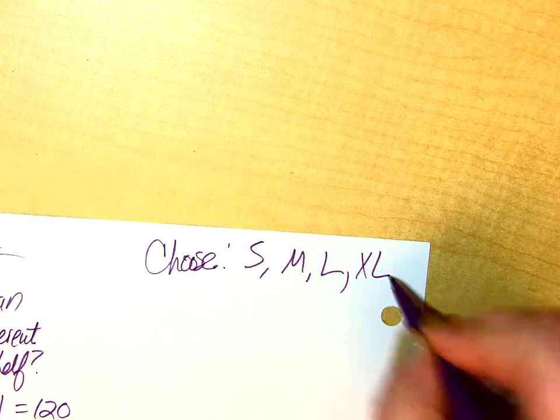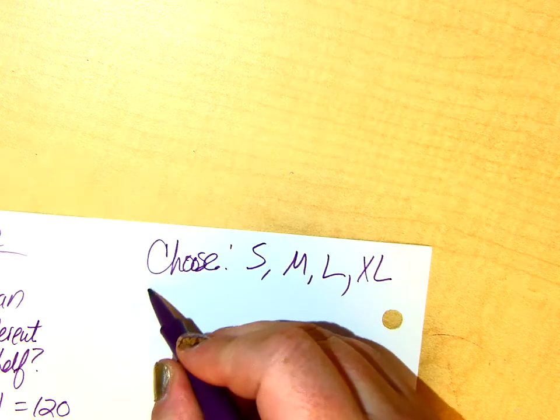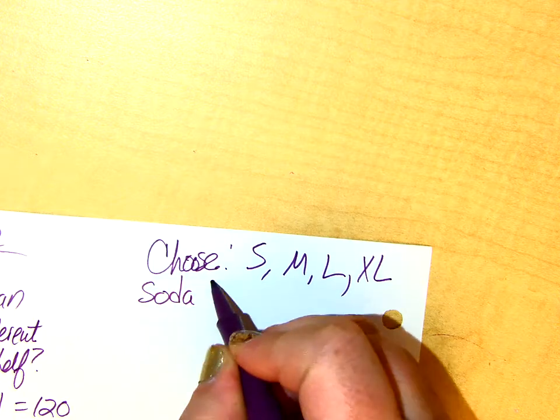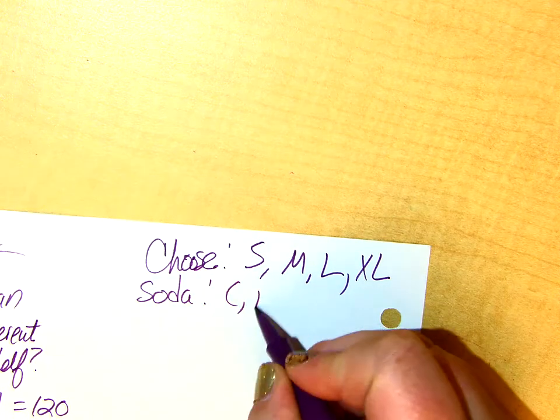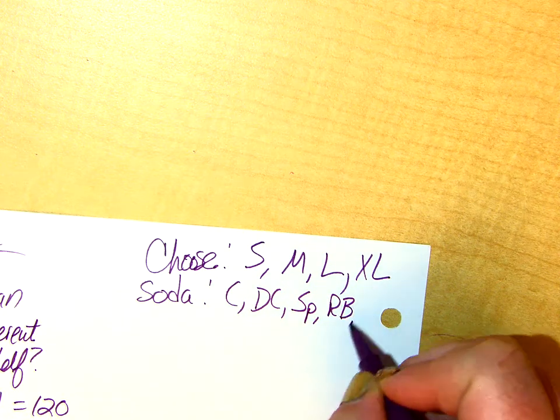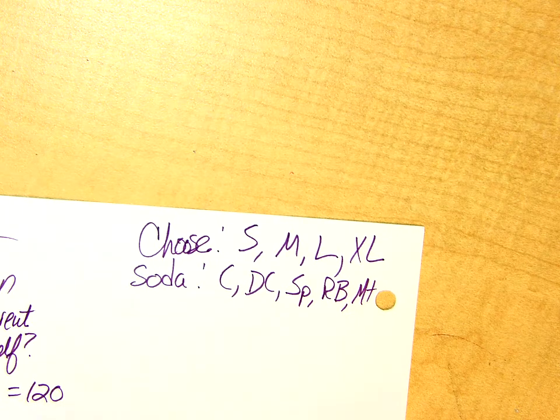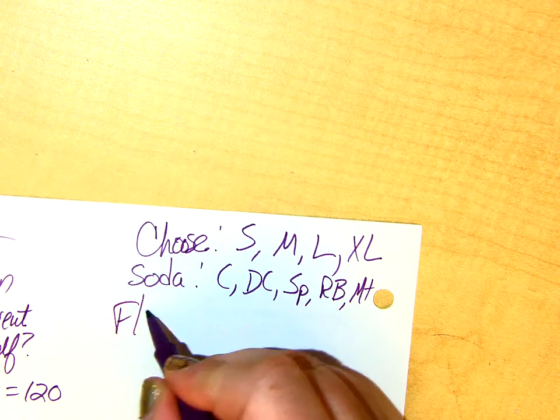Okay, or extra large. So you have to pick one of those. And you're going to have to pick, let's pick a soda. You can have Coke, Diet Coke, Sprite, root beer, Monster, Mountain Dew. Then you can add in flavor shots.